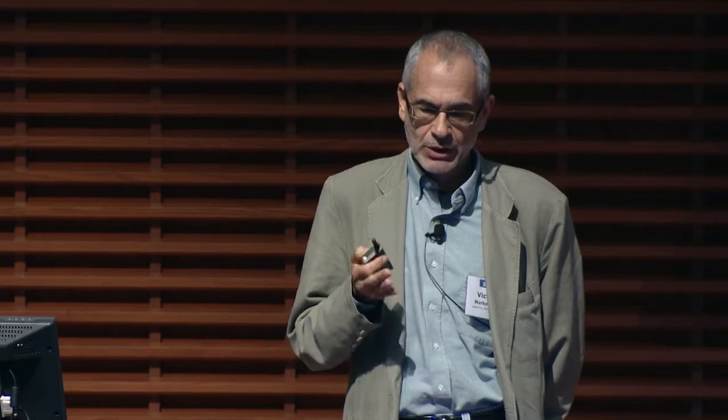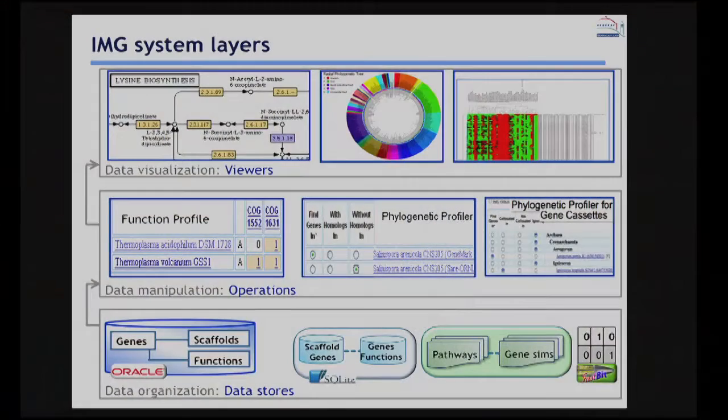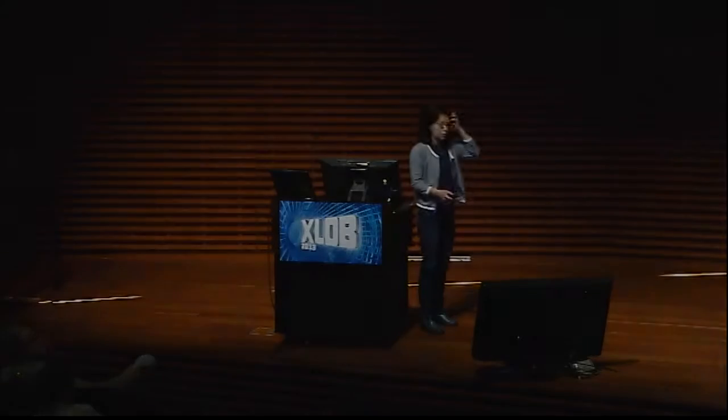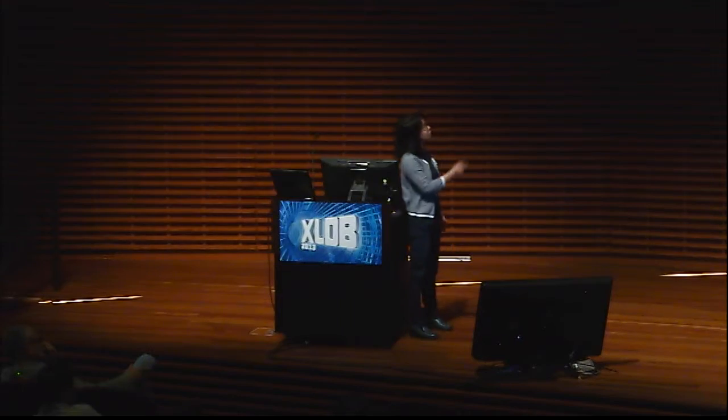We have a combination of files, FastBit, and SQLite, and I will pass on now to Amy Chen, who is going to explain how we came up with this. As Victor described, we have a 3-layer system.